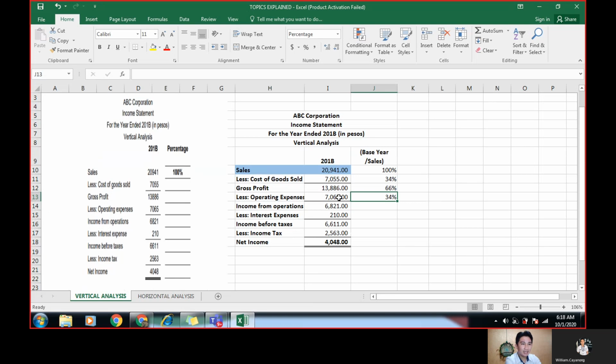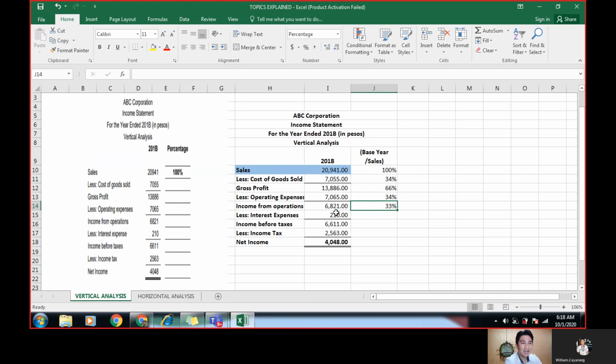Okay, ayan. So out from the 66%, it will reduce by 34%. Then you could get your income from operations. So to get the percentage of this, ganun pa din yung formula, just divide it to the 100% base, which is the same. So therefore, our income from operation, after deducting the operating expenses, is only 33%.